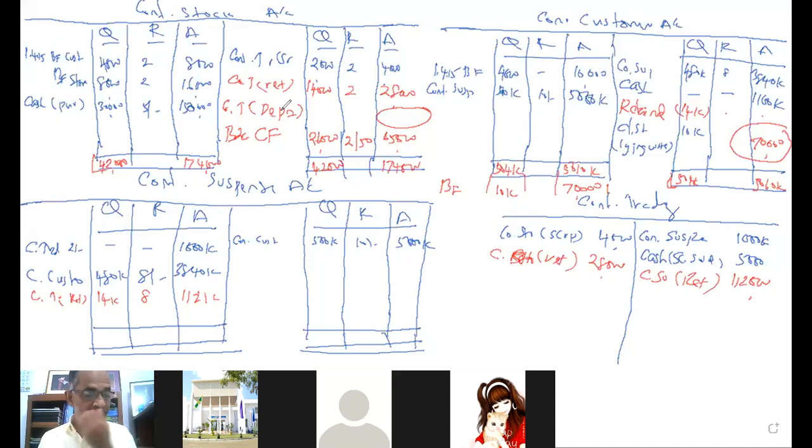Find out 174 minus 65 minus 28 minus 4. How much? 77,000. 77,000 is the depreciation.